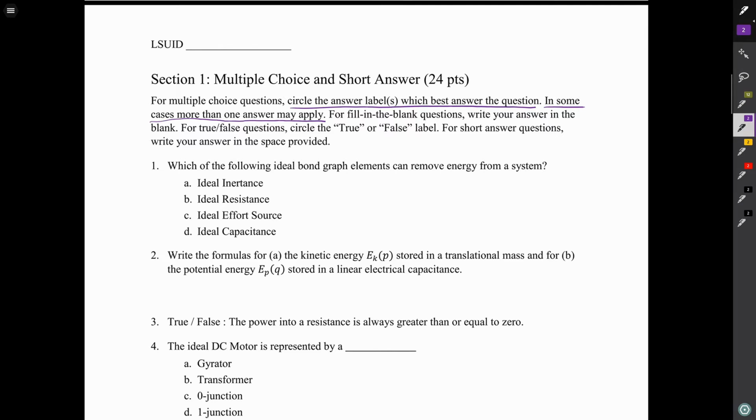It says, which of the following ideal bond graph elements can remove energy from a system? The inertance and capacitance are storage elements, but the other two, the resistance and the effort source, are both capable of removing energy.